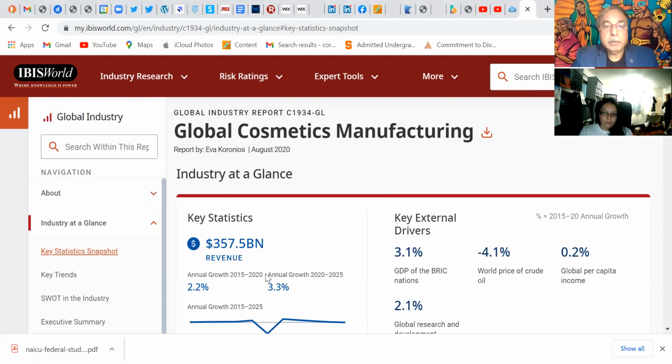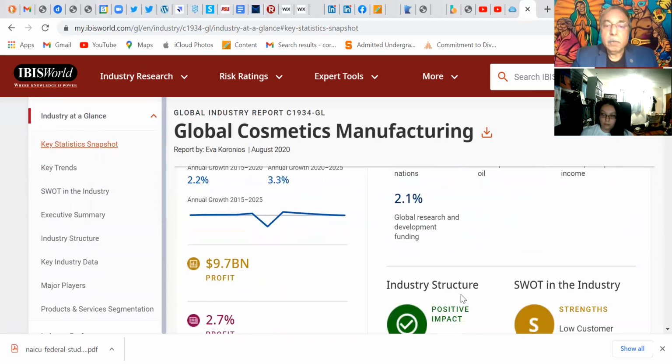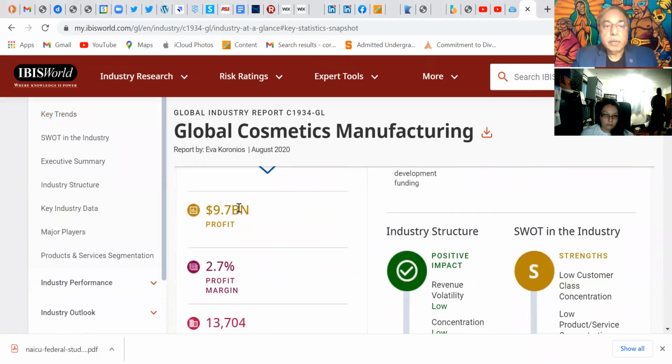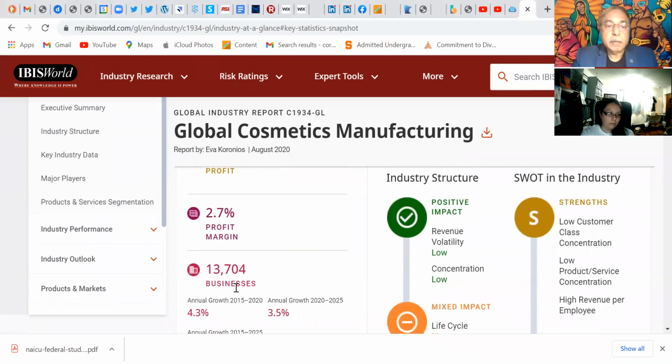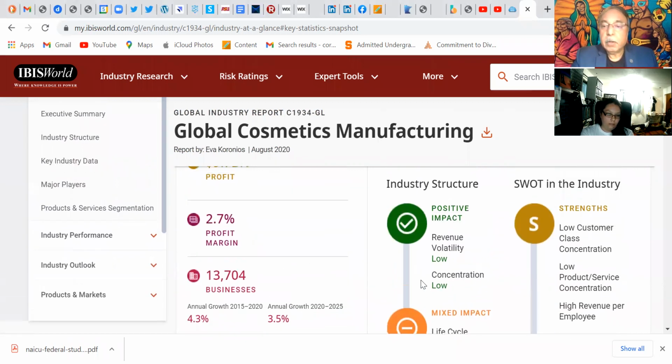The global cosmetic industry is 357 billion, growing 2.2% annually since 2020. What are the key external drivers of these industries? The growth in these countries, the world price of crude, global income, global research and development. This industry made 9.7 billion profit, a 2.7% profit margin. There are about 13,000 businesses in this area.